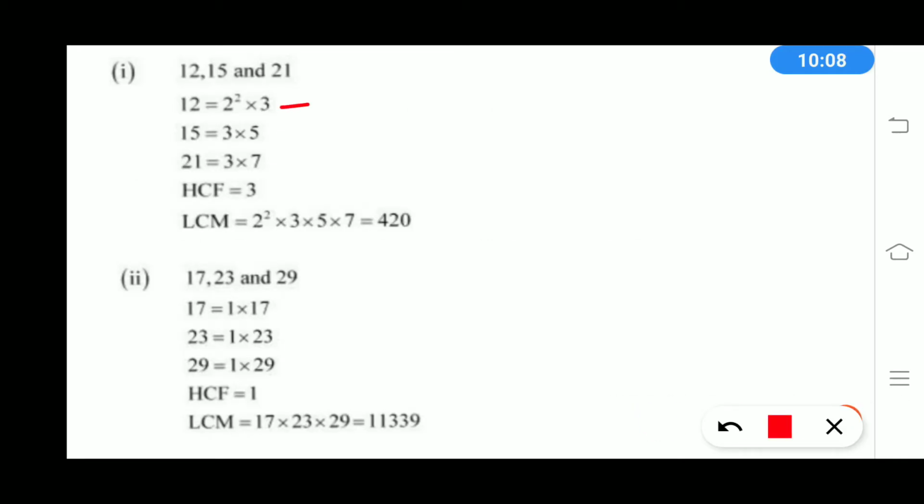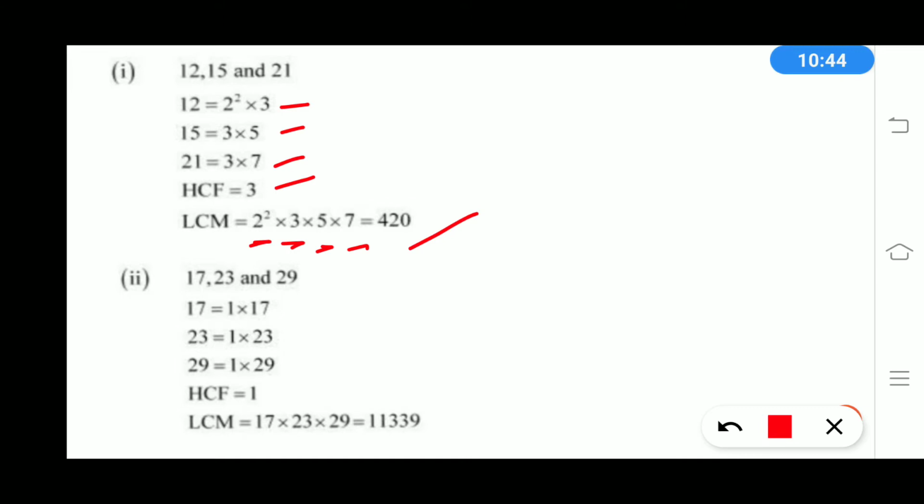That means 2 square into 3, 3 into 5 and 3 into 7. So HCF is 3, same. And LCM is 2 square, 2 times 2, 1 times 3, 1 times 5, 1 times 7, that means 420. So HCF equals 3 and LCM equals 420. Or the HCF of the 3 numbers 12, 15 and 21 is 3 and the LCM of 12, 15 and 21 is 420. Next one.